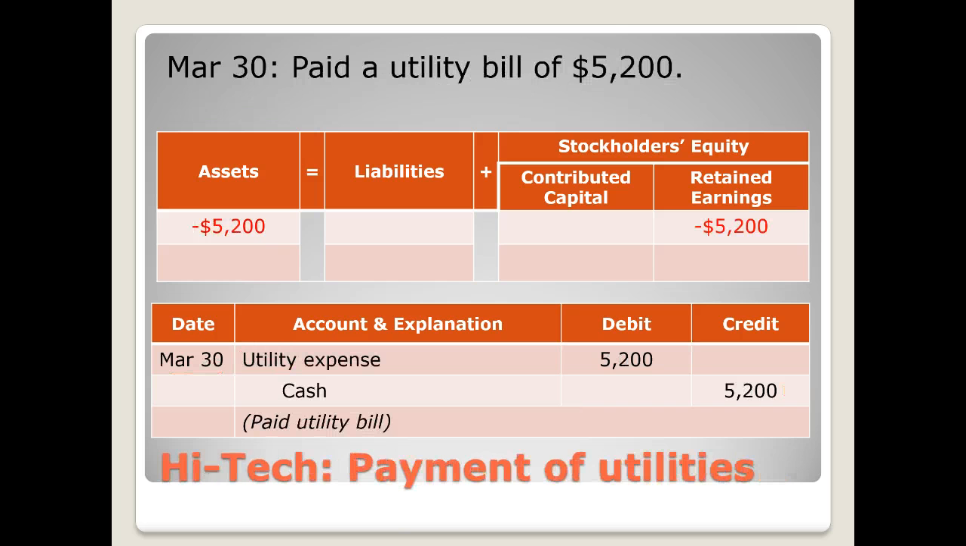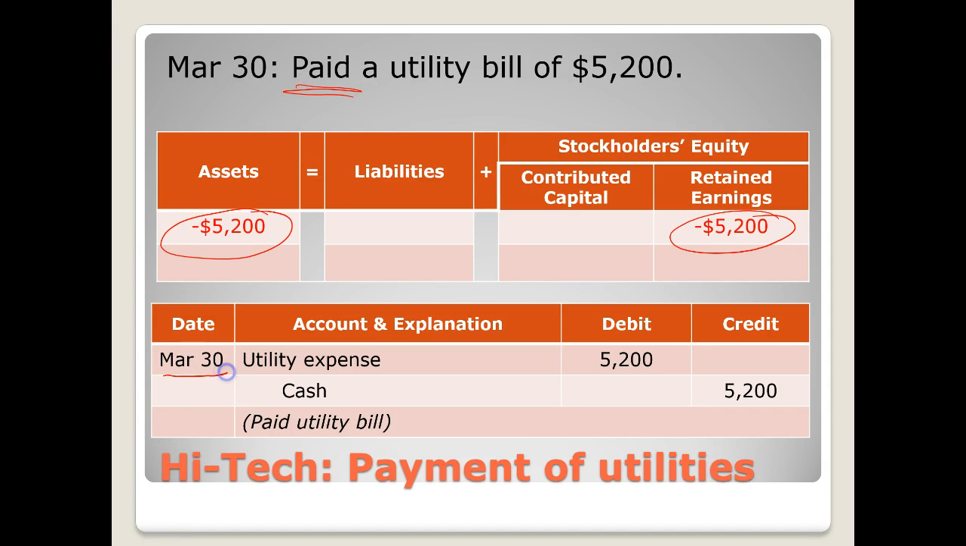Transaction number 12, we're going to lay it right out for you. They paid a utility bill on March 30th for $5,200. Now we're going to assume that this was utilities that they actually used in March. They're not paying ahead, they're just paying for whatever happened in March. It's going to be an expense. An expense is a decrease to net income, which is a decrease to retained earnings. So that's why we have this negative $5,200 affecting retained earnings over here. And we're going to assume that they paid in cash. If they did, that's a decrease to the cash account, which is an asset account.